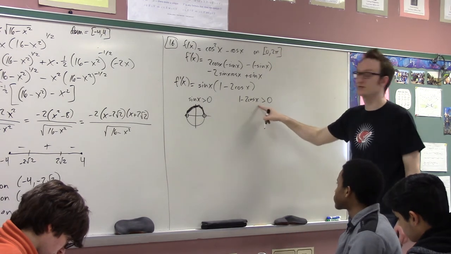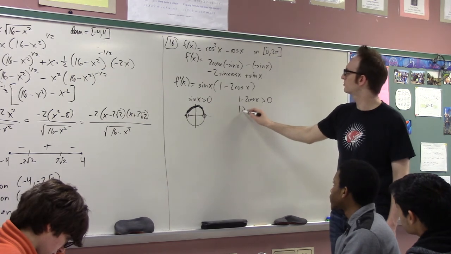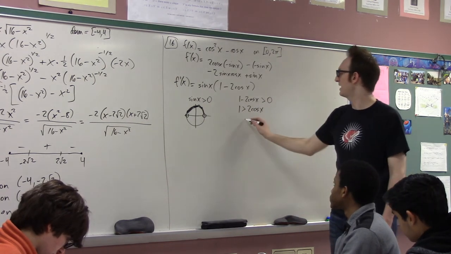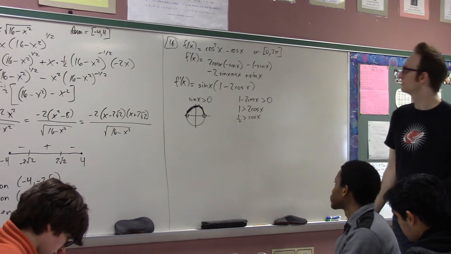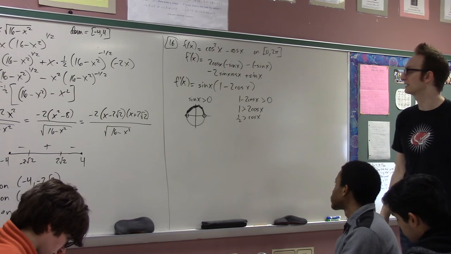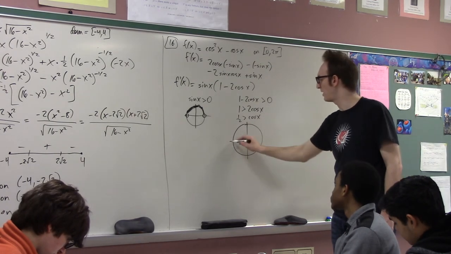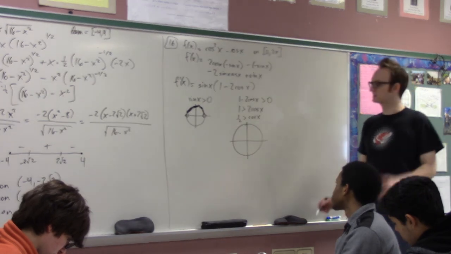When is 1 minus 2 cosine x positive? Being very careful about this, it's going to be true whenever 1 is bigger than 2 cosine x. So that's going to happen whenever this is true, right? So it's whenever cosine x is less than half. All right, so I make a picture of when cosine x is less than half.